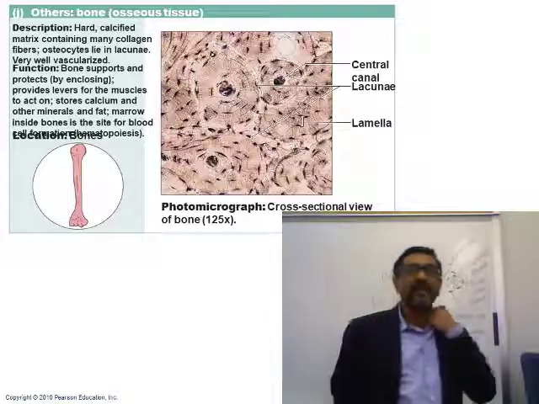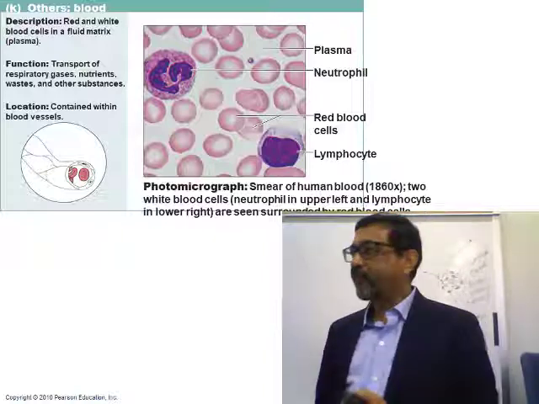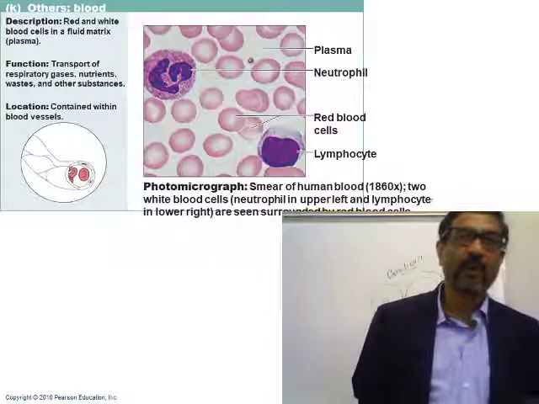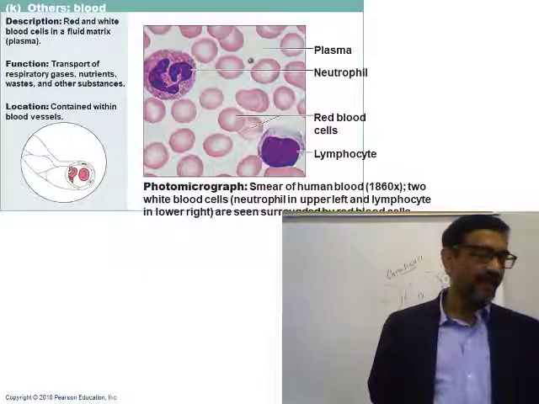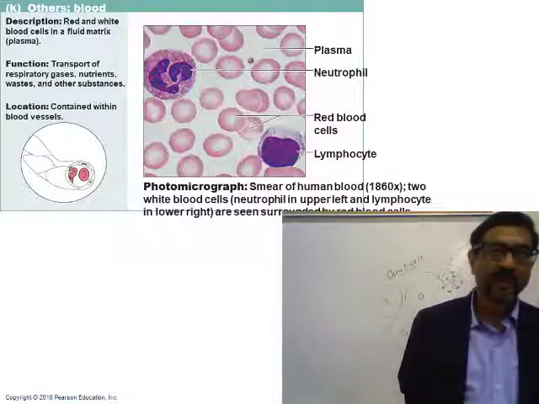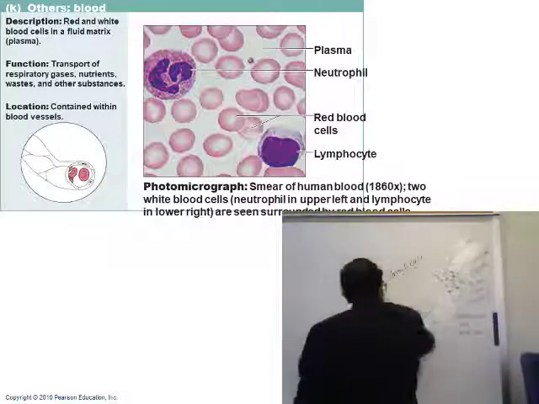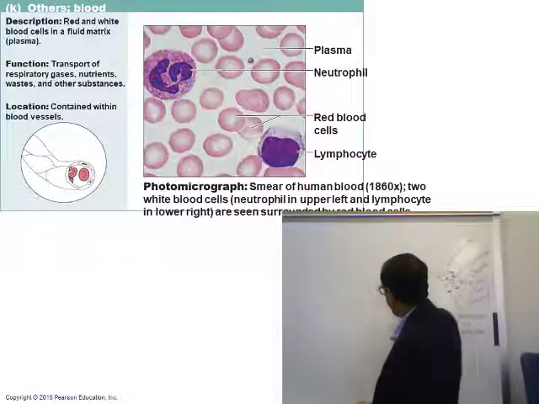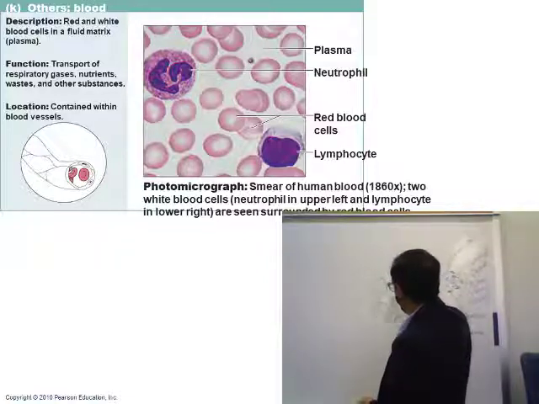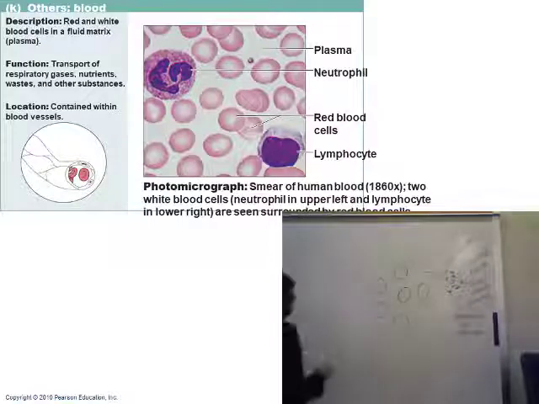Blood is a liquid form of connective tissue. That's why we say a special type of connective tissue is the blood, because it is liquid form and circulates throughout the body. Blood consists of cells and plasma. So if you see the blood under the microscope, you will see different types of blood cells: red blood cells, white blood cells, platelets. Those are three types of blood cells.